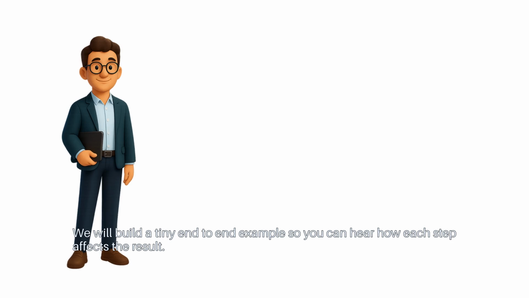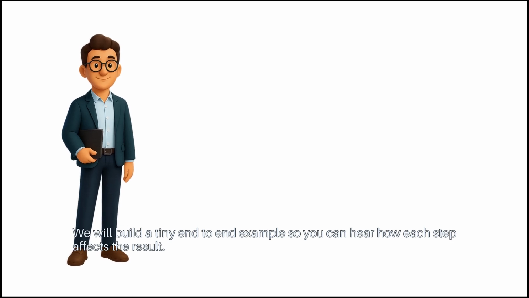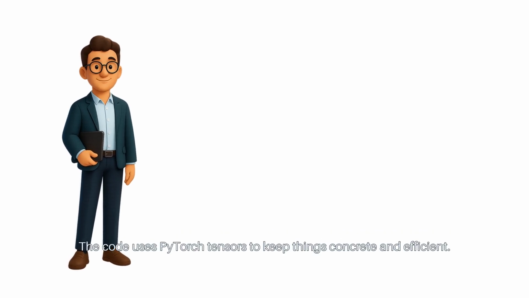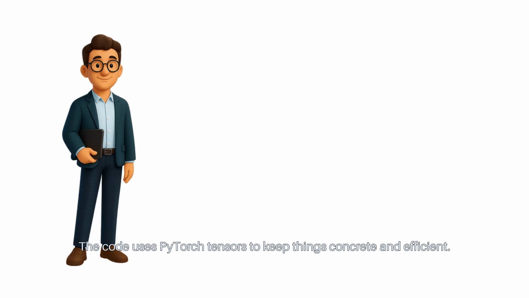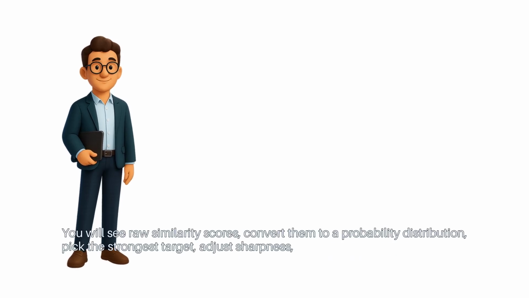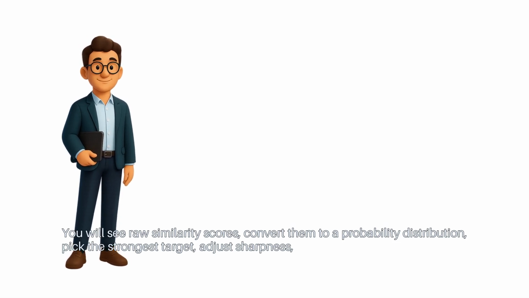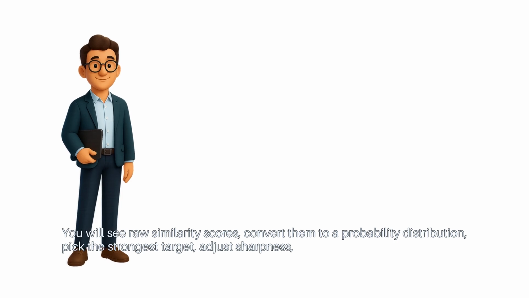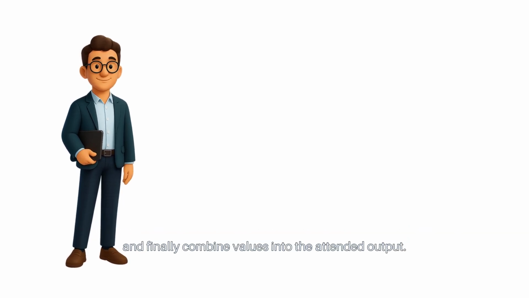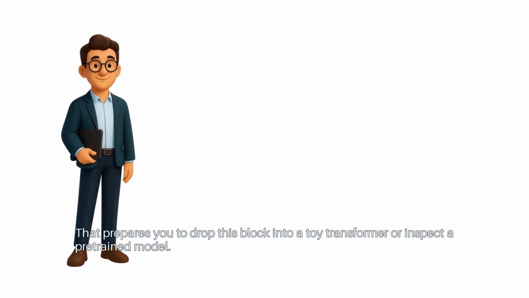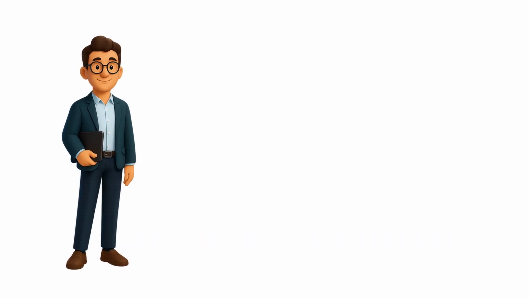We will build a tiny end-to-end example so you can see how each step affects the result. The code uses PyTorch tensors to keep things concrete and efficient. You will see raw similarity scores. Convert them to a probability distribution. Pick the strongest target, adjust sharpness, and finally combine values into the attended output. That prepares you to drop this block into a toy transformer or inspect a pre-trained model.